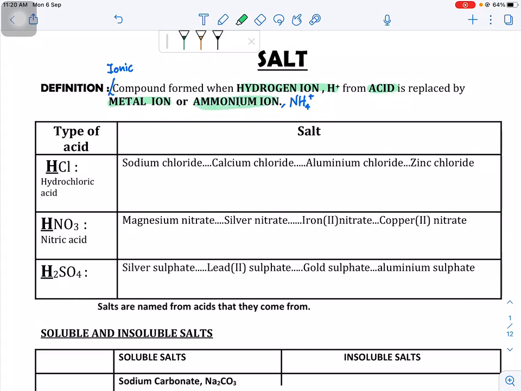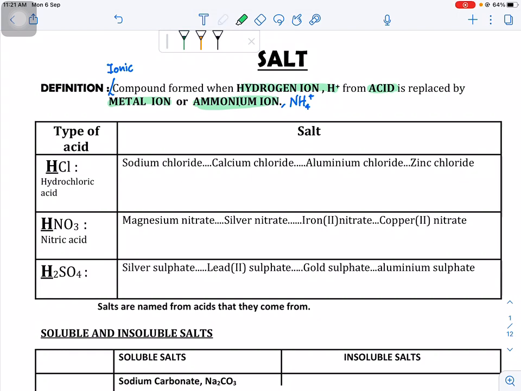Based on this statement, it means that we need acid first before we have the salt. Why? Because the salt is formed when the hydrogen ion is replaced, and that hydrogen ion is from the acid. If we don't have acid, we don't have hydrogen ion. When we don't have the hydrogen ion to be replaced by the metal ion, we don't have salt.